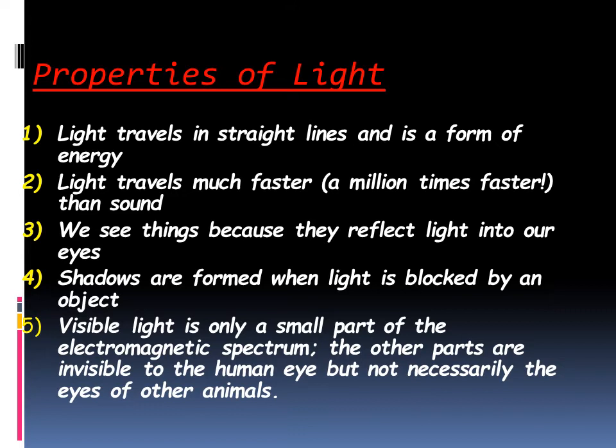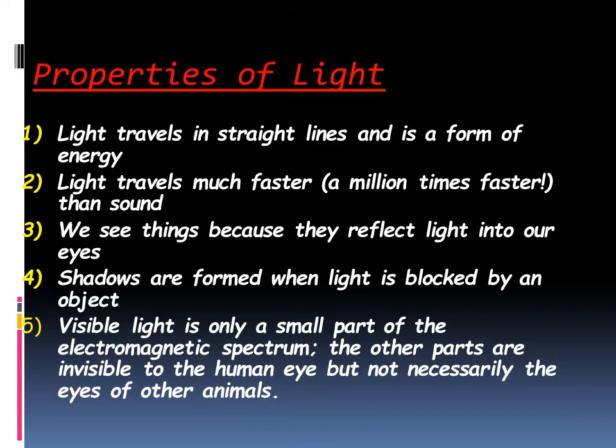The fourth one, shadows are found when light is blocked by an object. So that we discussed in our previous video. When light is blocked, we can see the shadow, and the shadow can be of various sizes depending upon the source of light, where it is kept. Is it kept closer or is it far away from the object? That means the source of light.